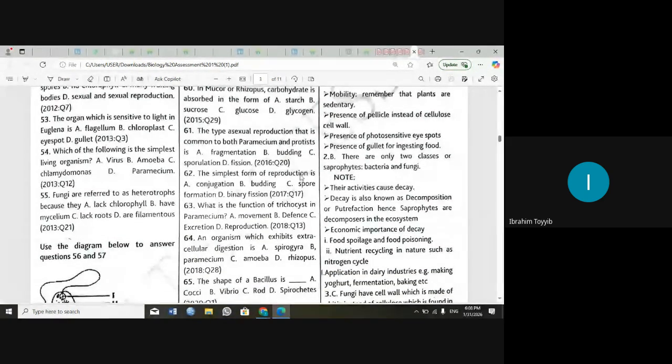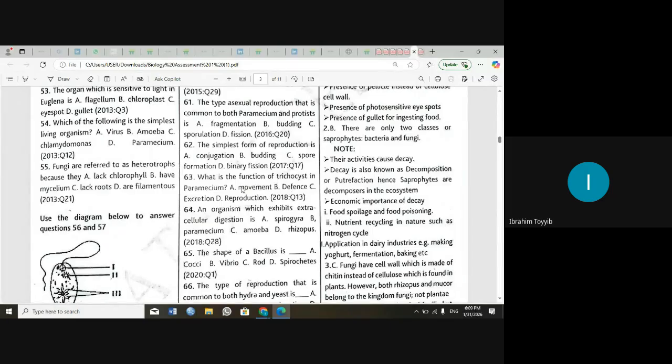So the simplest form of reproduction is what? Binary fission, because it involves only a single parent that will divide into two. Budding will produce an outgrowth, which is called a bud, outside its body. Conjugation is sexual. Spore formation is the production of spores.